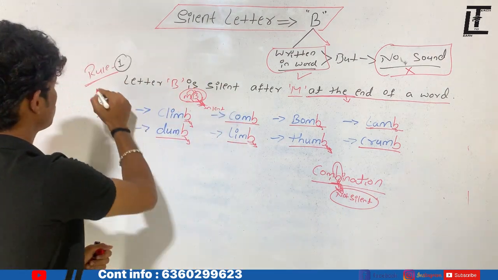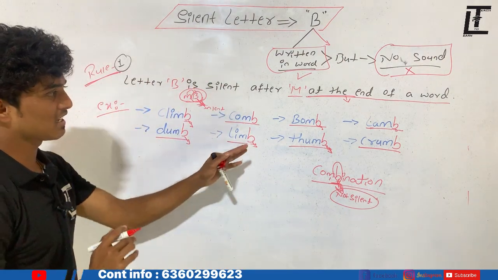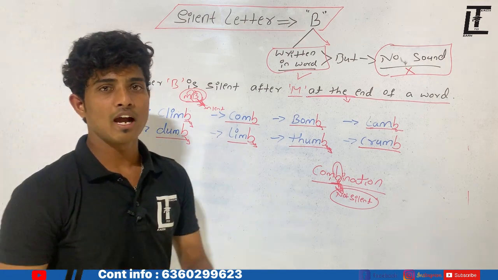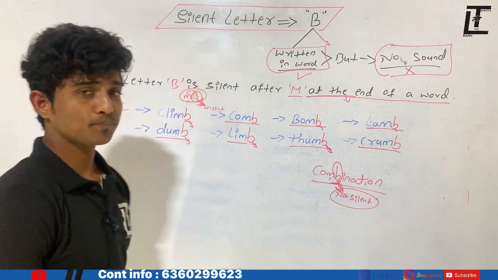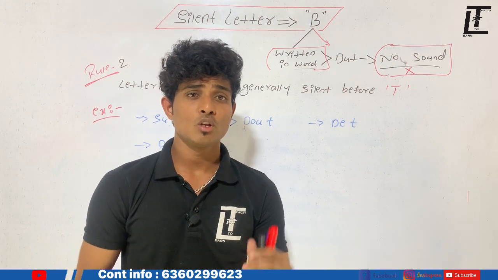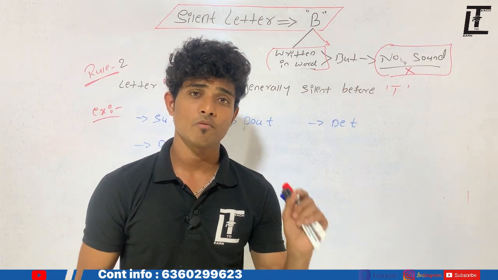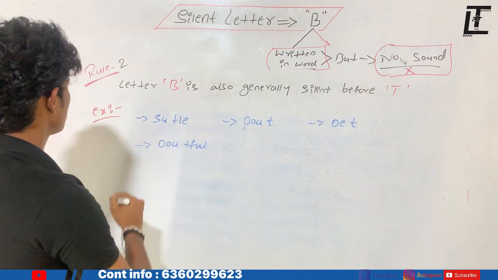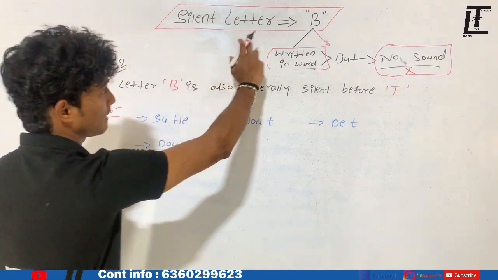So we discussed rule number 1. Note down these examples which are on the board. I'll tell you about rule number 2. Fine, note it down. We have discussed the silent letter B in rule number 1, and now we are going to discuss rule number 2 of the silent letter B.